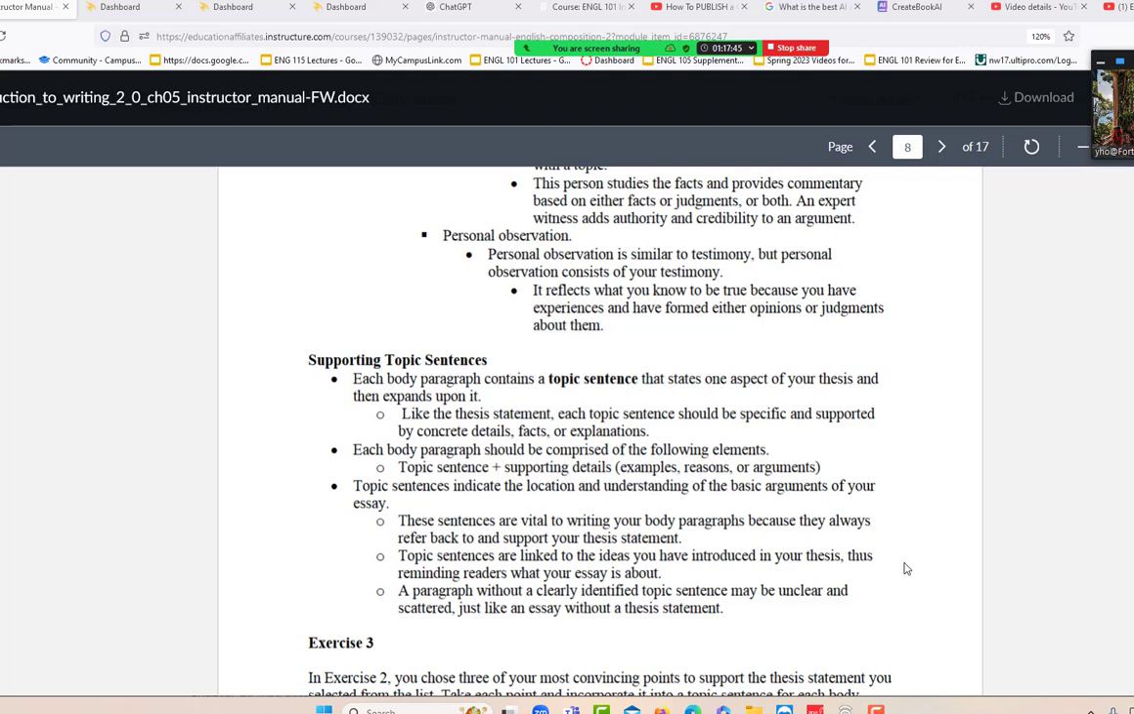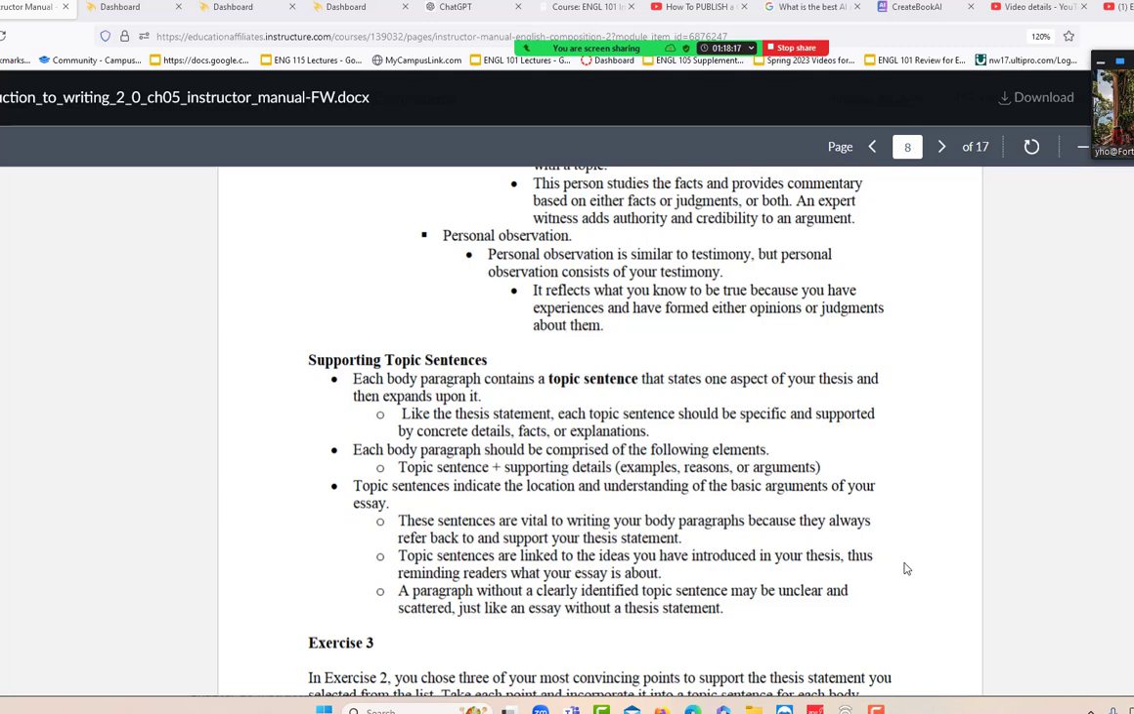Supporting topic sentences. Each body paragraph contains a topic sentence that states one aspect of your thesis and then expands upon it. Like the thesis statement, each topic sentence should be specific and supported by concrete details, facts, or explanations. Each body paragraph should be comprised of the following elements: topic sentence, supporting details, examples, reasons, arguments.